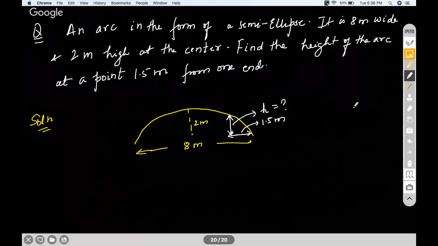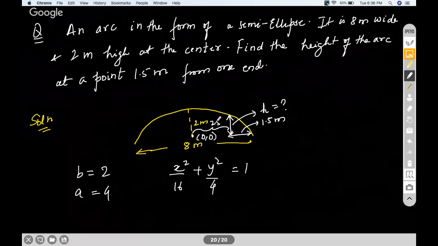Okay, guys. So first we'll have to give it the form of an equation of an ellipse. Assume that 2b is 2 meters, so b is 1, and a is 4. So x square by a square plus y square by b square is equal to 1 is the equation of the ellipse, assuming the origin to be at this point. This point will be at a distance of 2.5. So when x is 2.5, what is y is what has been asked. Or you can say when x is 2.5, y is h.